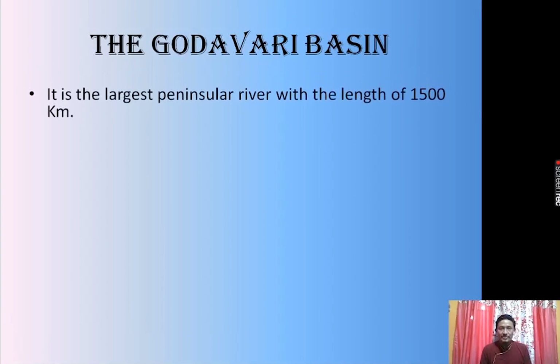Also, after this we have the Godavari Basin, and it is the largest peninsular river in length, with a length of 1500 kilometers. From the Himalayan rivers, in general, Brahmaputra becomes very long, right? And the Indus is also long, but most of the Indus River flows towards Pakistan. Now the Ganga, we consider as the longest river in India. Similarly, among peninsular rivers, we consider Godavari the longest, with a length of 1500 kilometers.